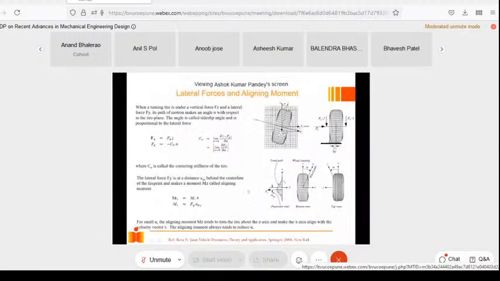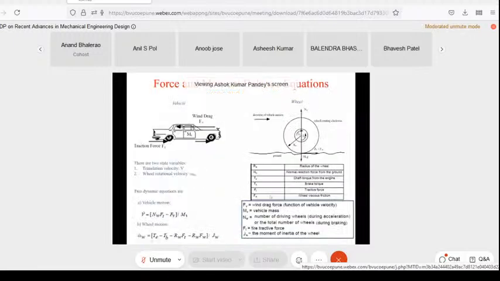Similarly, you have your lateral forces that can also be written like this, which is Fy is equal to cornering stiffness into slip angle, which is your alpha, and this is your aligning moment that I was talking about. So that's basically how it is being divided. With this example, I will just finish it.